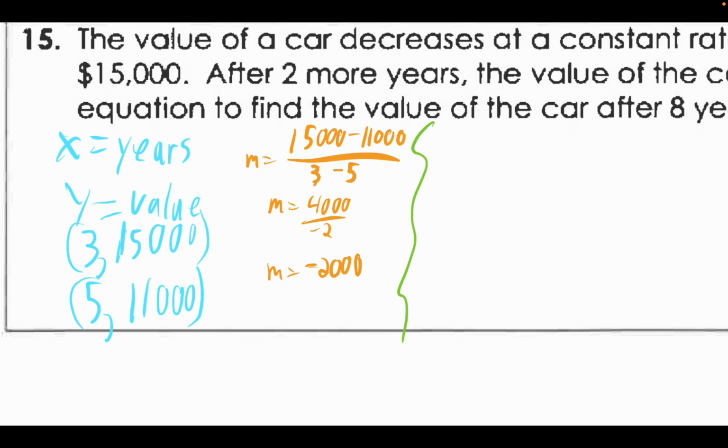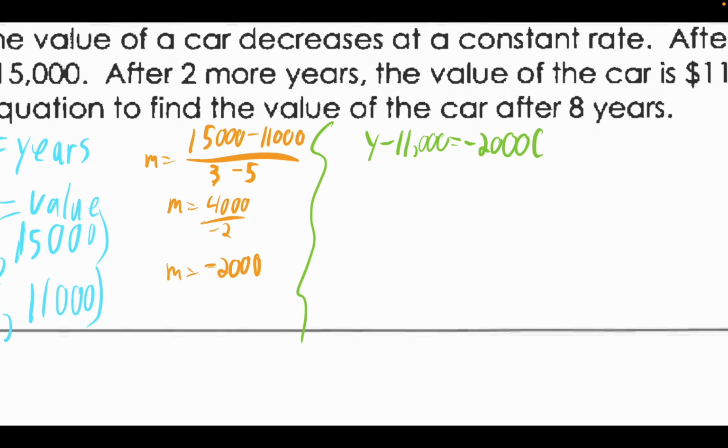I knew something was off when we got a positive number, because the car does not go up in value. So we're going to plug one of these ordered pairs in. I'm going to pick the one with smaller numbers. For the smaller y value at least, I'm going to do y minus 11,000 is equal to negative 2,000 times x minus 5.